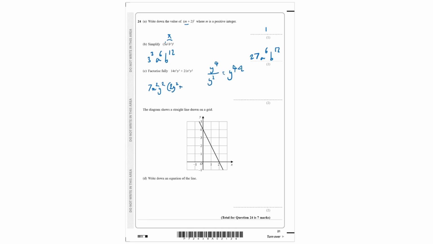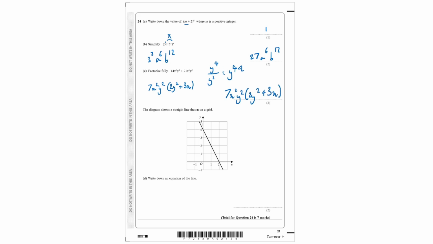Plus 21 divided by 7 is 3. X to the power of 3 divided by x to the power of 2 is 3 minus 2. So that's x to the power of 1. Y to the power of 2 divided by y to the power of 2 is 1. And 1 times x is simply x. So that means our final value is 7x squared y squared times (2y squared plus 3x).